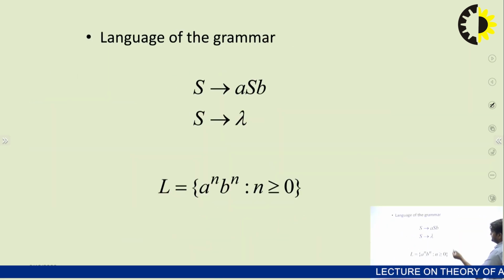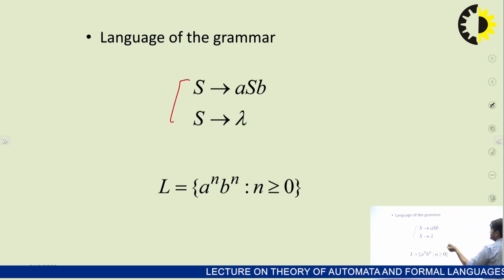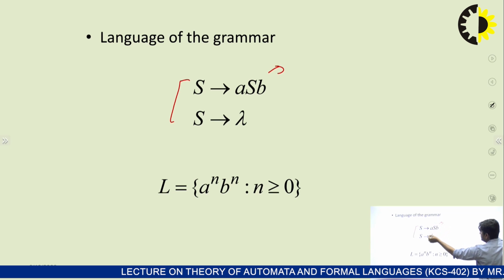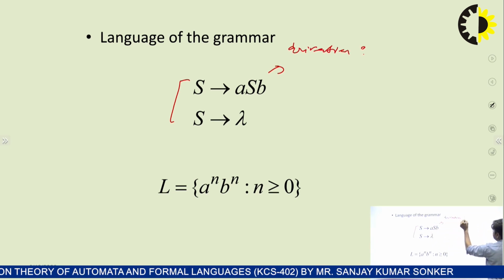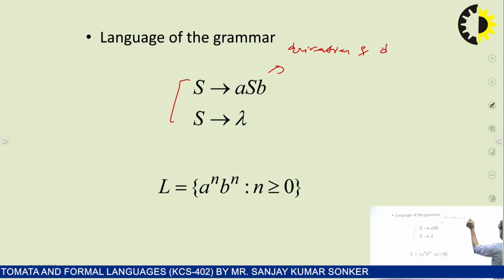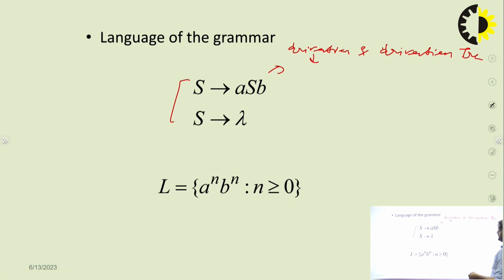Now with the same grammar, we generate this language using derivation and derivation tree. Derivation is a process to derive a string, and a derivation tree is the graphical representation of a generated string. Now we just draw the derivation tree for the given grammar to generate the language.